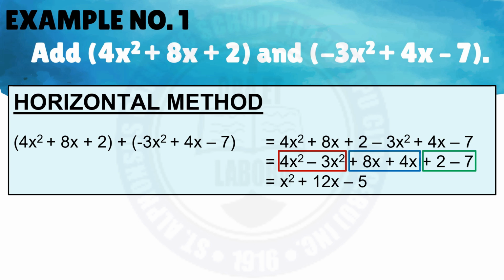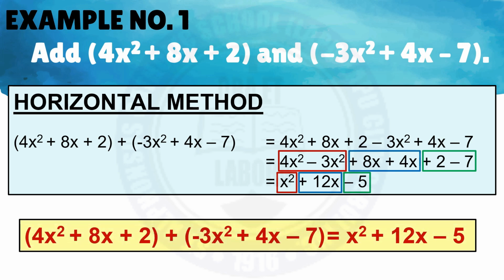And we have also 8x plus 4x. Add the numerical coefficients 8 and 4, and the answer is 12. Copy x, so the answer is 12x. And then 2 minus 7, the answer is negative 5. So that is why we have negative 5 there. So the answer is x squared plus 12x minus 5.